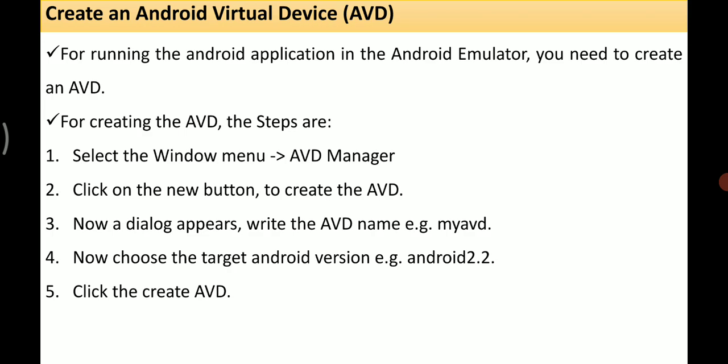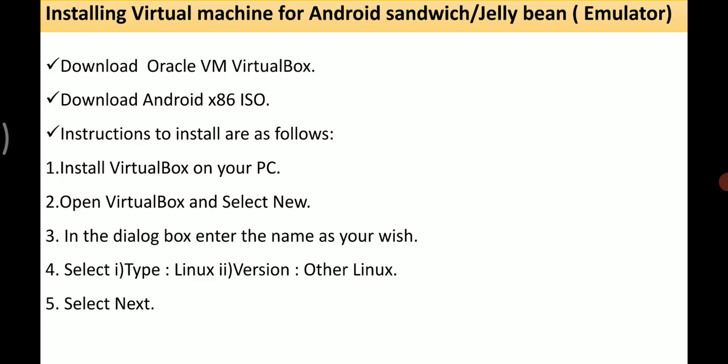To start creating any of your Android applications, we need to have a proper development environment. Then only we can create any of your Android applications. Next we'll see how to install the virtual machine for Android Sandwich or Jelly Bean. First we are supposed to download the Oracle VM VirtualBox. Then we have to download the Android x86 ISO.